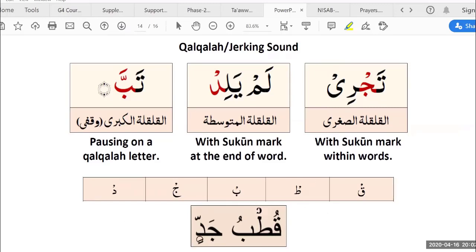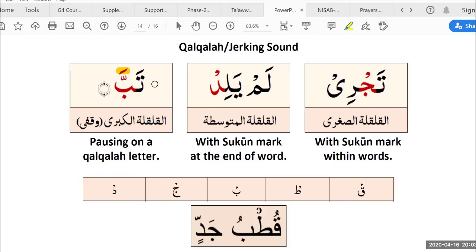So yes, I would request all the students to please try to remember these letters. And as the TA already covered, there are different types of qalqala. First of all, if the qalqala letter appears in the middle of a word with a sukoon, it will be a soft qalqala. Then if it appears at the end of a word with sukoon, and lastly, if we pause on a qalqala letter, however it is voweled, when we pause on it, it will become tab. So, a jerking sound, tab.